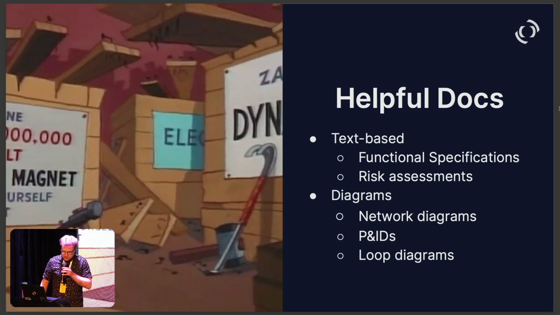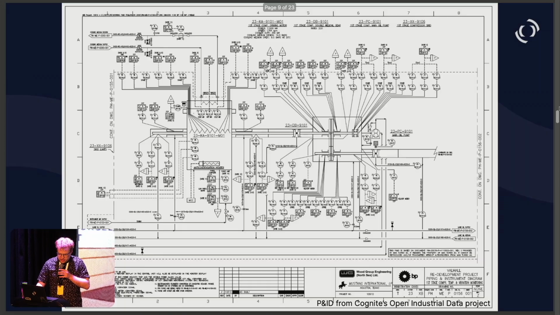There are a few types of docs that we'll go over in specific. Some of them you're probably familiar with, things like network diagrams or risk assessments or functional specifications, which are basically just like a Word doc describing how the system is supposed to function. Others are a little bit more specific to the sort of physical realm. Things like P&IDs are piping and instrumentation diagrams, and they look like this.